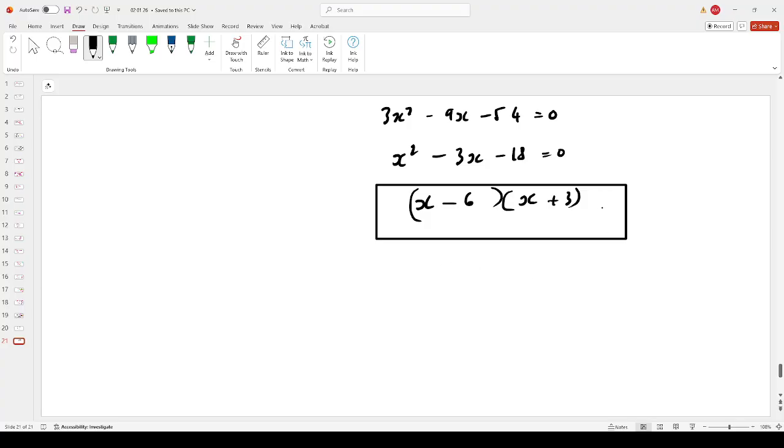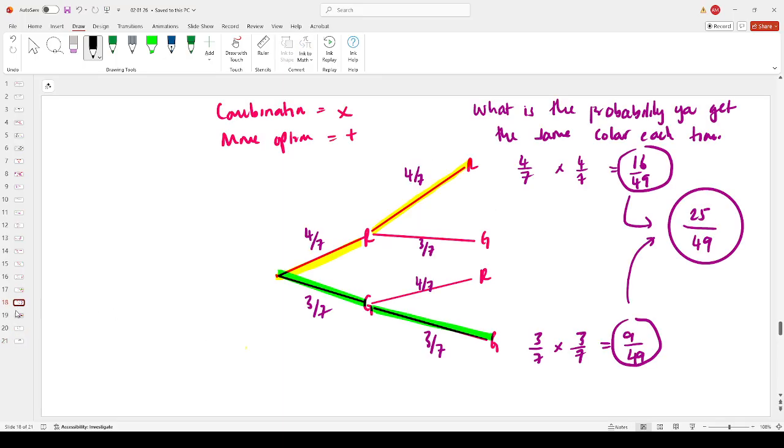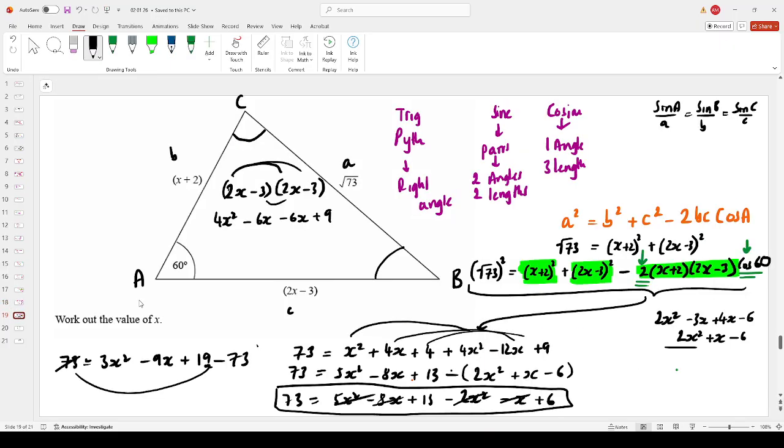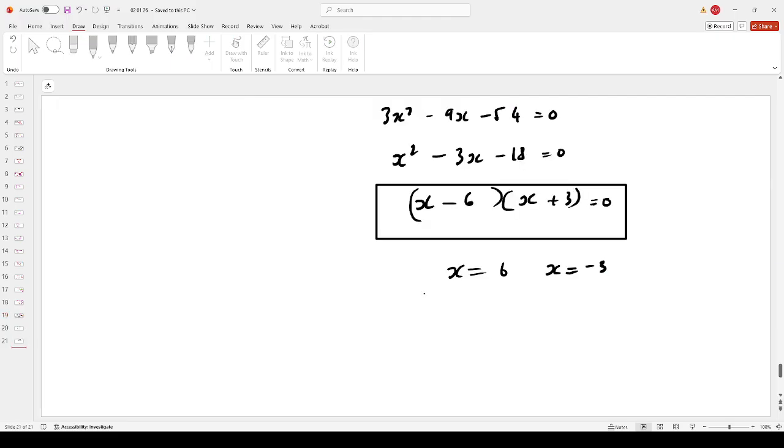So guys, what's the solutions for x? So x is 6 and x is minus 3. But the question is about what? It's about a length, right? So which of these numbers do I pick? Yeah, we pick x is 6.